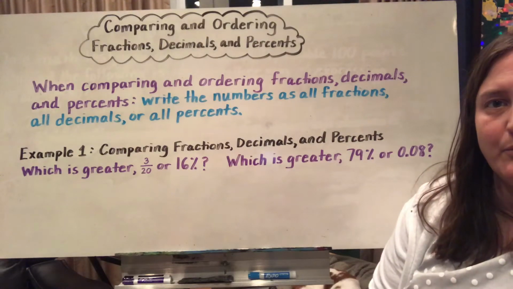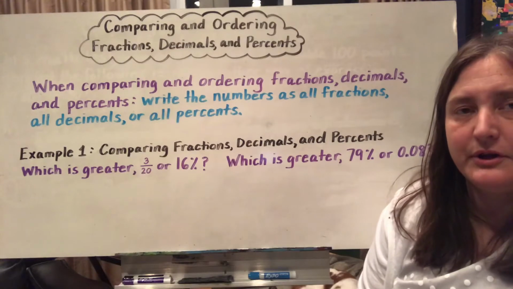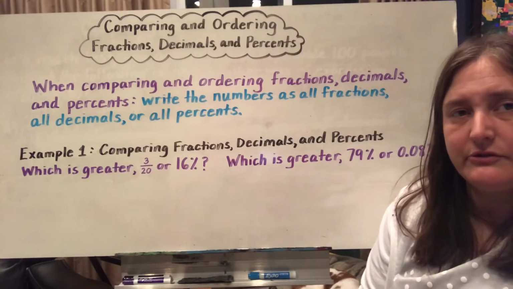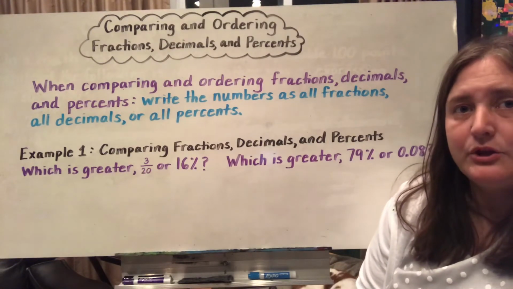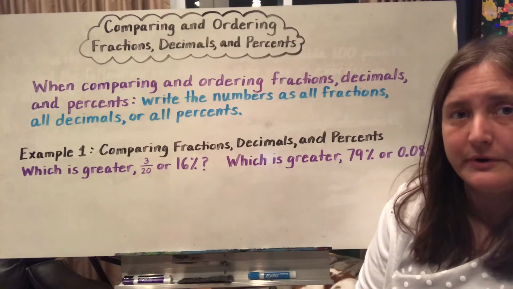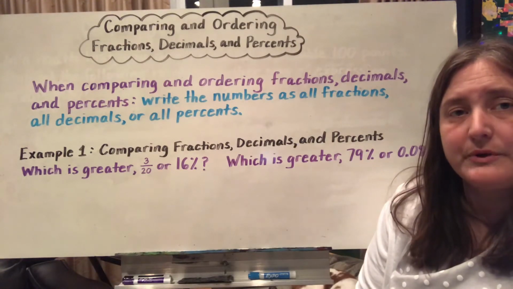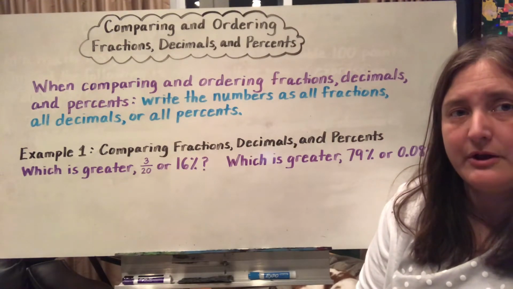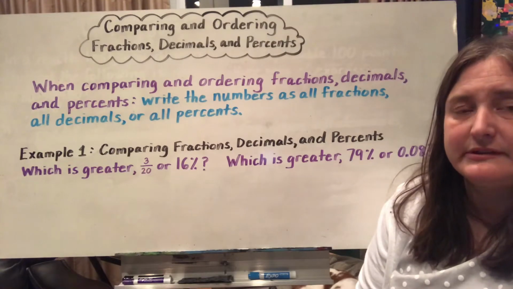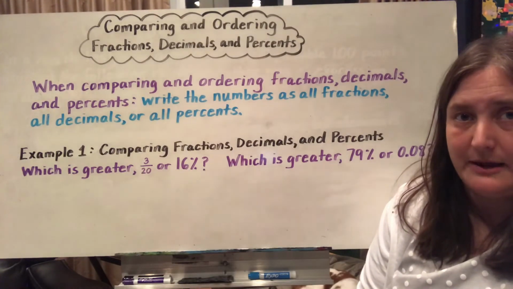Today we're comparing and ordering fractions, decimals, and percents. And when you are comparing and ordering fractions, decimals, and percents, there's really only one rule. You want to make sure that all of the things that you're comparing are either all written as fractions, all written as decimals, or all written as percents. In order to compare them, you want them all to be in the same format. So you can pick any format as long as they are the same.